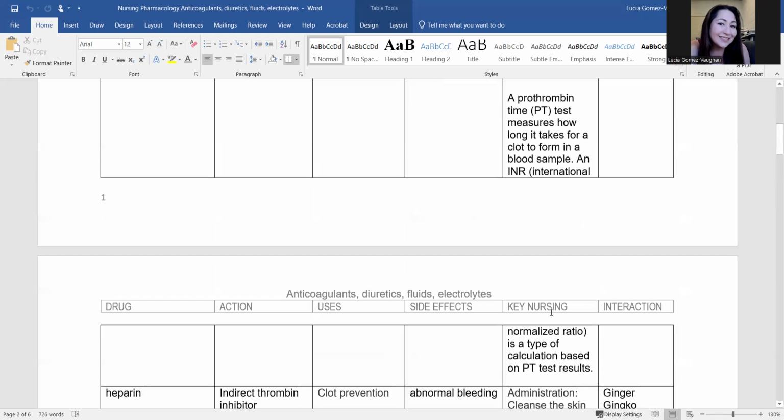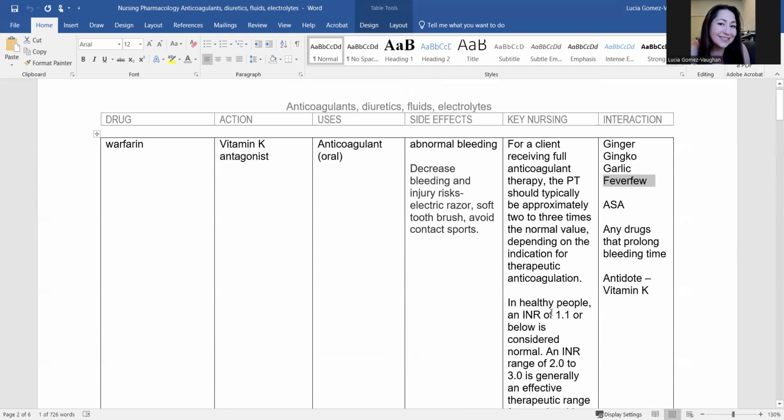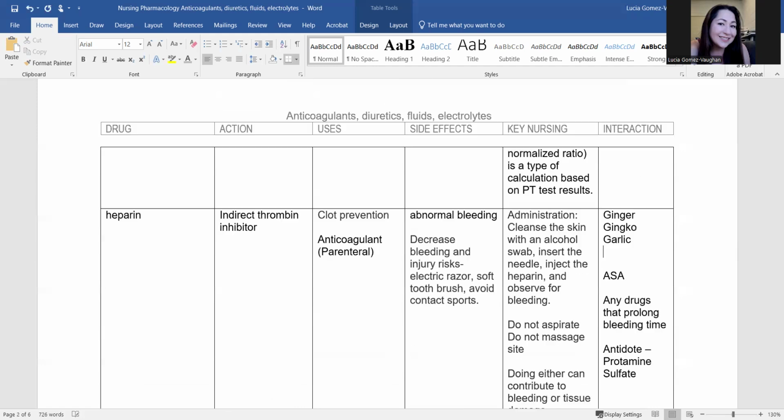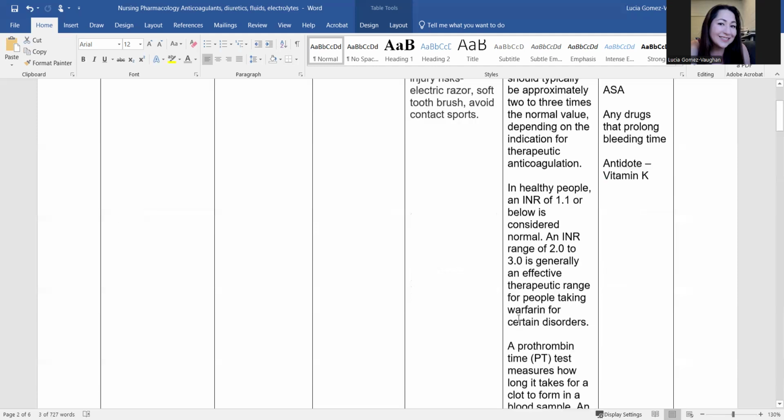And with these, again, all the same herbs that can cause prolonged bleeding time we want to avoid while taking anticoagulants. So our ginger, ginkgo, garlic, feverfew, aspirin, and any drugs that potentiate or prolong bleeding time. And our antidote for heparin is protamine sulfate. Please know the difference in your antidotes. Heparin is protamine sulfate, and warfarin is vitamin K.